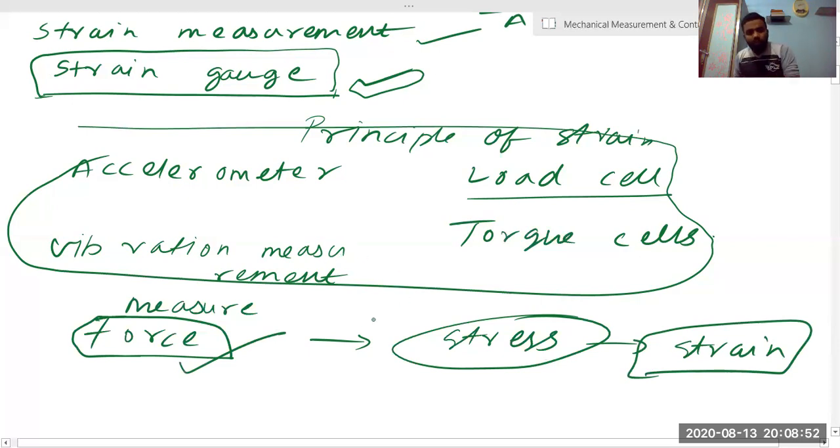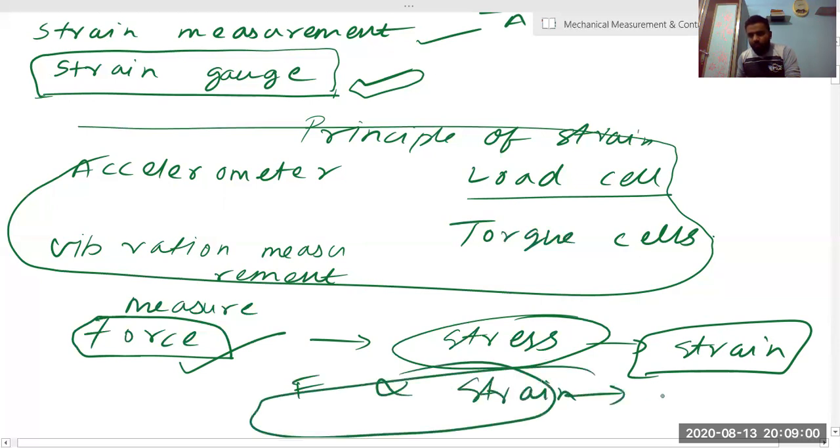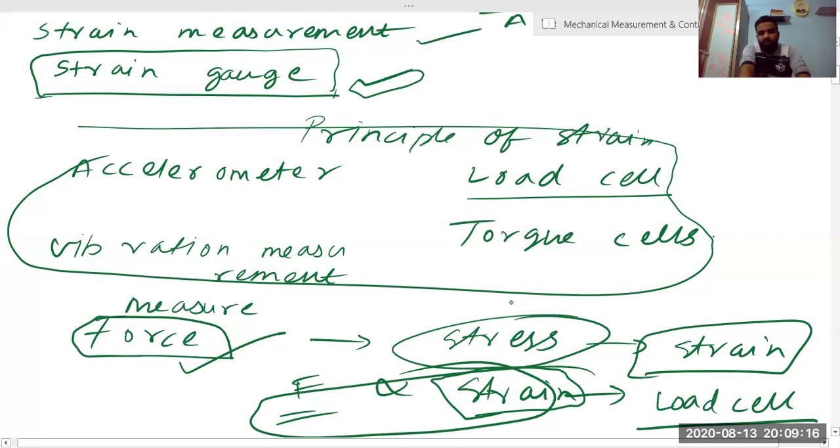Okay, so if you can correlate force and strain, then it can be used for measurement of force also, by using the application of strain. Strain is correlated to force; it is proportional to force. So automatically we can say that one of the devices that implements the principle of strain is the load cell. And what does the load cell measure? Load cell measures the force.